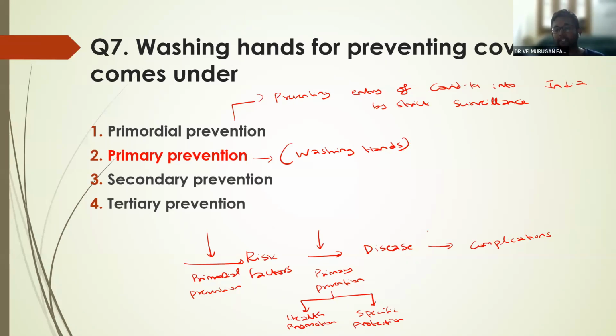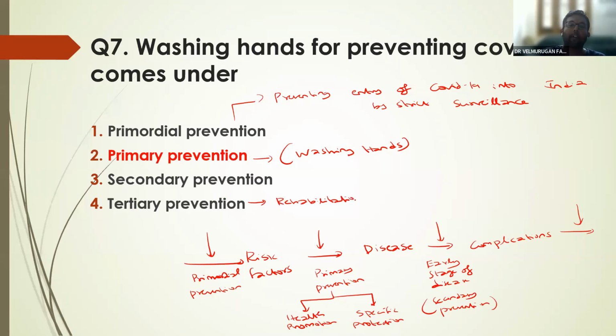Then preventing the disease from leading to complications, like diagnosing in the early stage of the disease and then preventing the complications, is called secondary prevention. After we get complications, if we do prevention, then it is called tertiary prevention. Here in tertiary prevention, we can do rehabilitation. For a person who has an amputated leg, we can give an artificial leg, or we can give him a new job. That is rehabilitation.